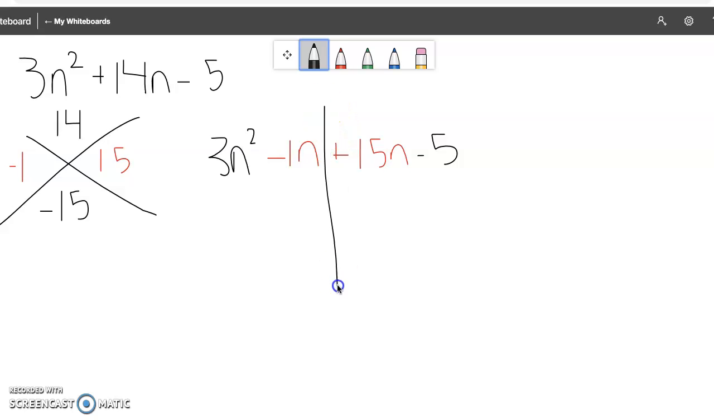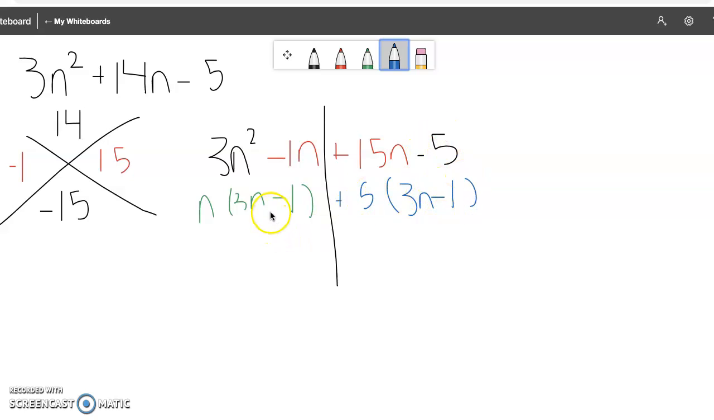Then we're going to factor by grouping, so we divide it in half. And we're going to take out the common factor from 3n squared and -1n, which is just an n. And we're left with 3n minus 1. And then on the right, we're going to do the same thing. I can take out a 5 or a +5 since we bring the plus sign down. And 15 divided by 5 is 3, and we are left with an n, and negative 5 divided by 5 is negative 1. So our parentheses match up.